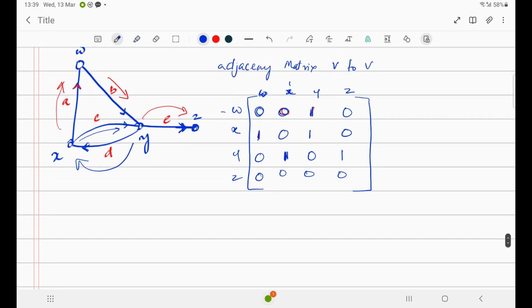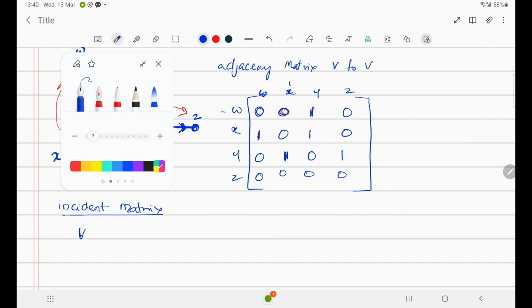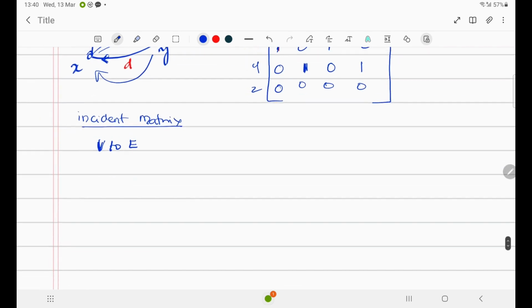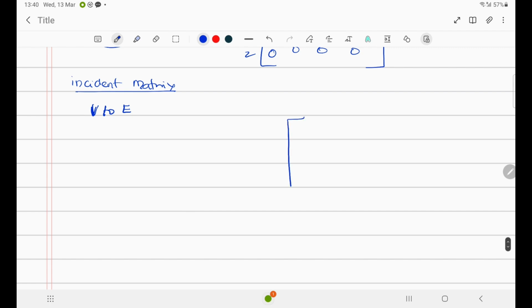The same graph, I draw the incident matrix. What is an incident matrix? It is a matrix drawn between vertex and edges. So here I draw the vertices. What are the vertices we have here? W, X, Y and Z.